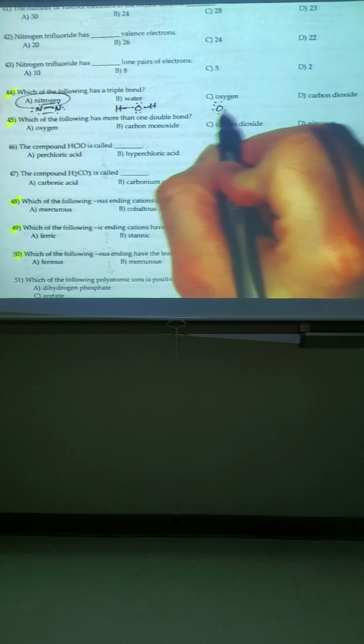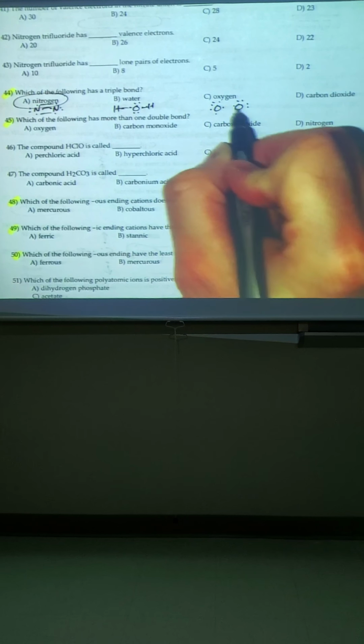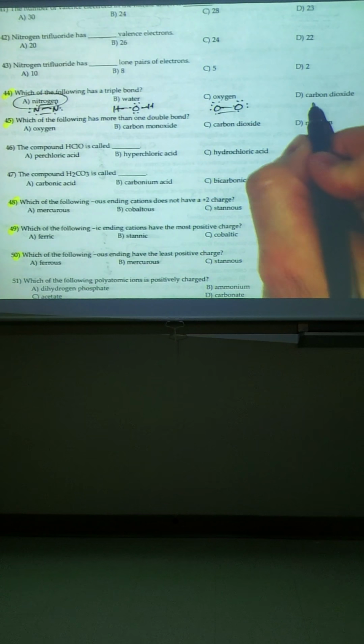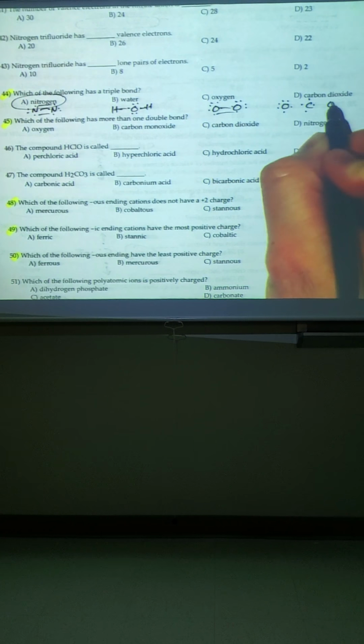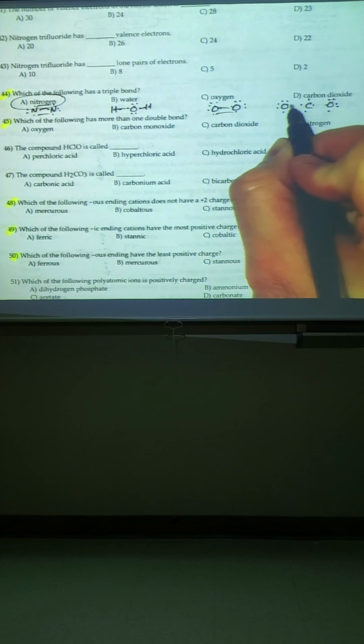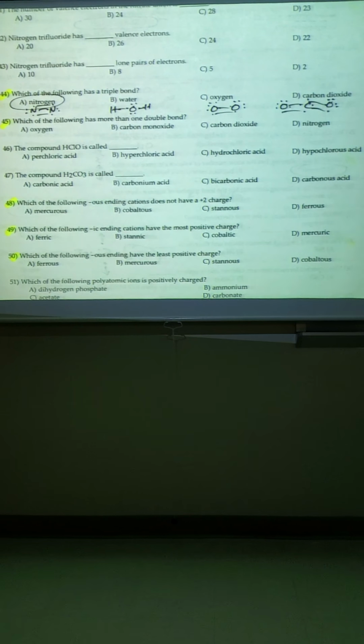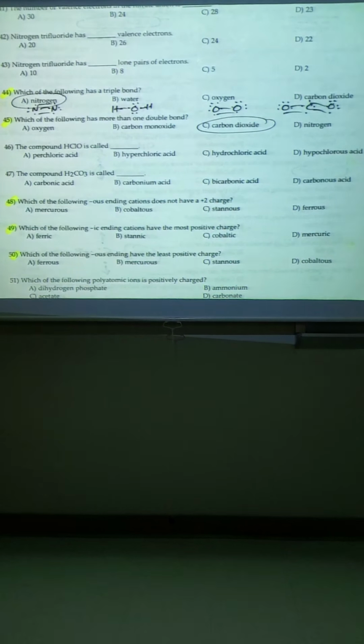Oxygen again has 6, but with another oxygen that has 6, it has a double bond. Carbon dioxide has 4. Oxygen has 6. And you get 2 doubles. And that answers the next question.